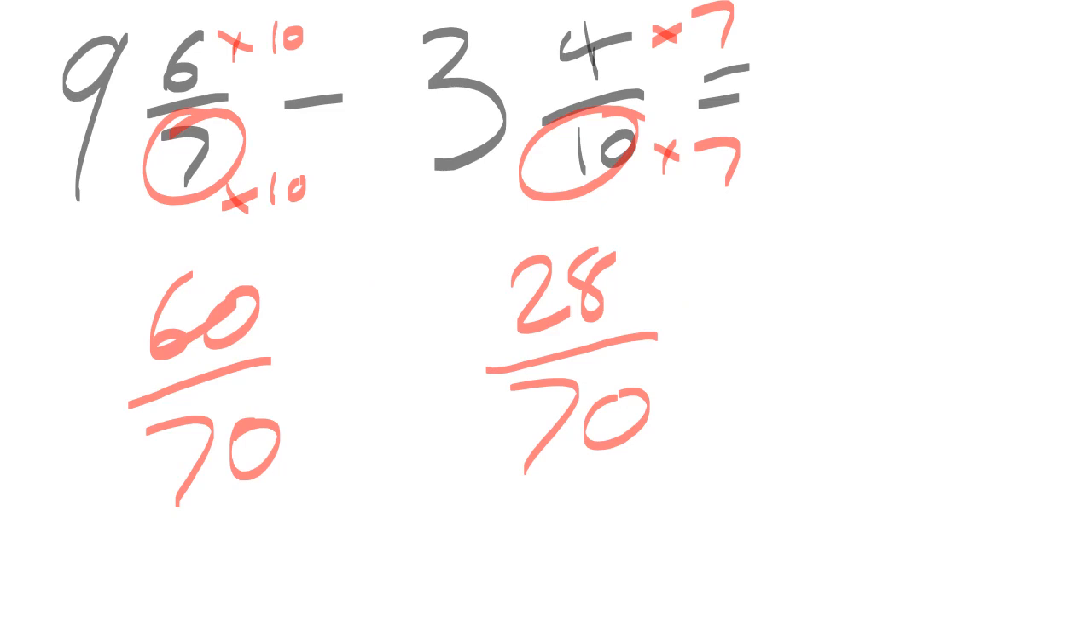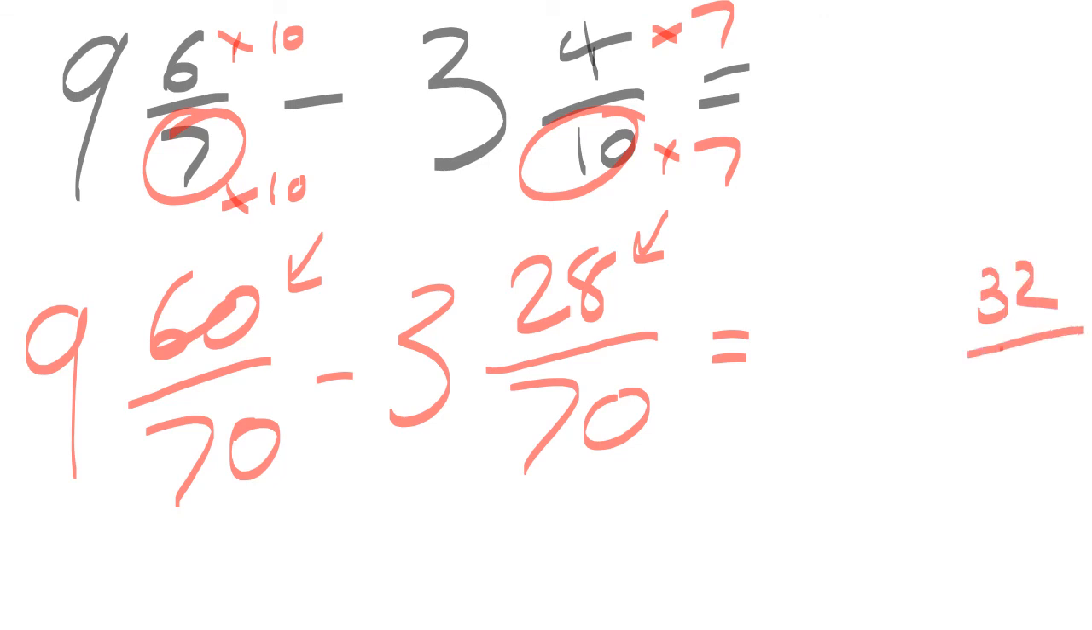Let's move down those whole numbers. So it's really 9 and 60/70ths take away 3 and 28/70ths. Let's do the fractions first. 60 minus 28 equals 32. So 32 over 70. 9 take away 3 equals 6. So that's your answer, but let's simplify this.